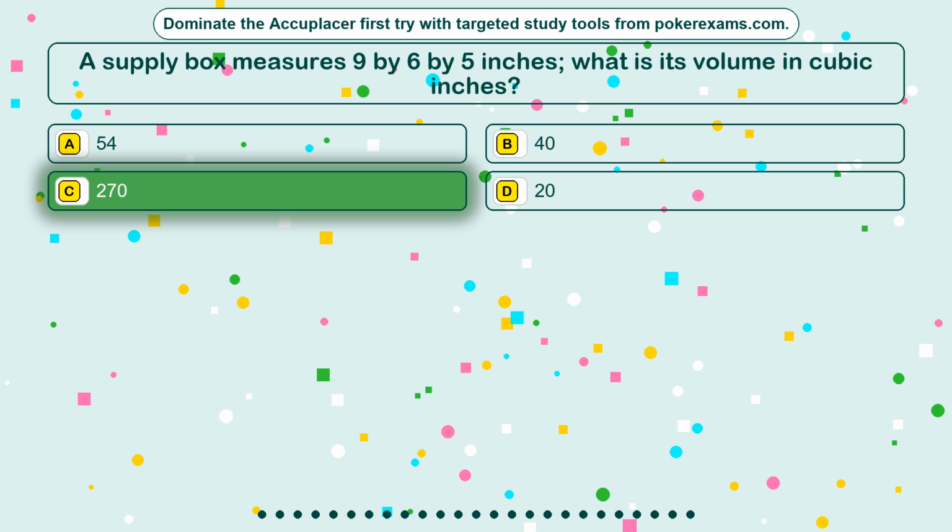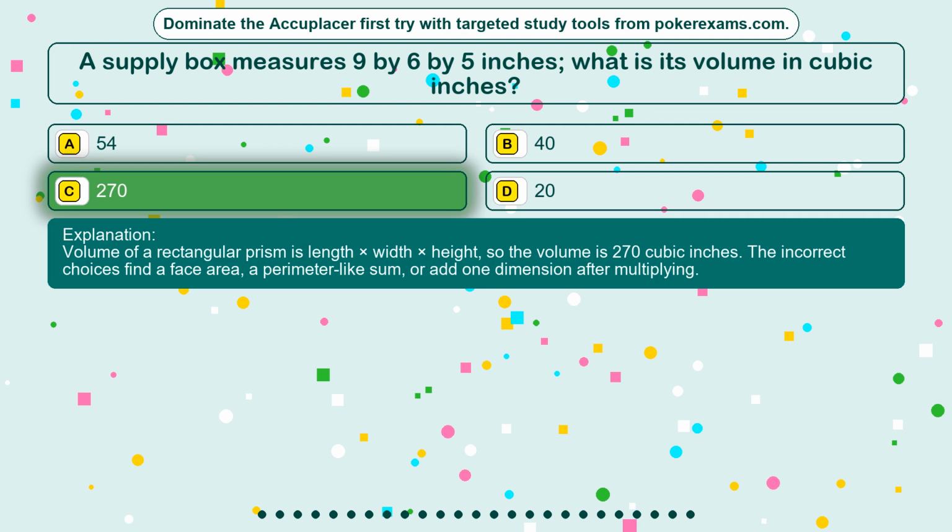The correct answer is option C, 270. Volume of a rectangular prism is length times width times height, so the volume is 270 cubic inches. The incorrect choices find a face area, a perimeter-like sum, or add one dimension after multiplying.